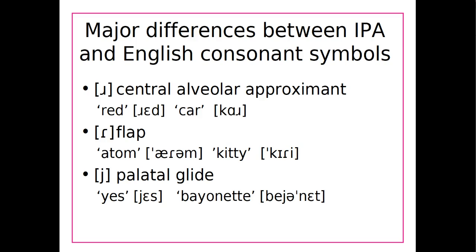We also have the palatal glide. So in English, the letter J is frequently used to make one of those affricate sounds, j. However, in the IPA, it will always make a y sound. So when we see the letter J in the IPA, it's really representing what, as English speakers, we might think of as the sound represented by the letter Y. So this is the sound in yes, or bayonet, for example.